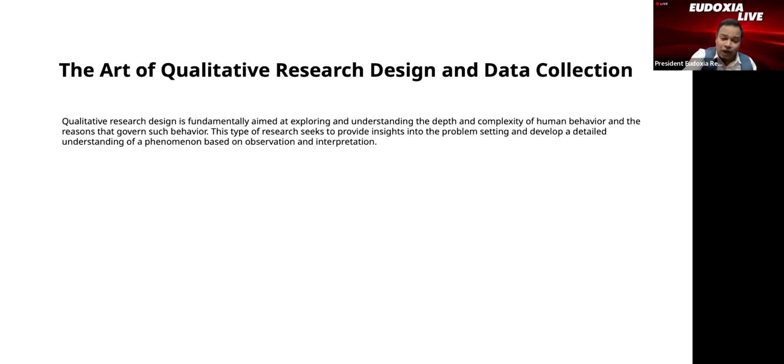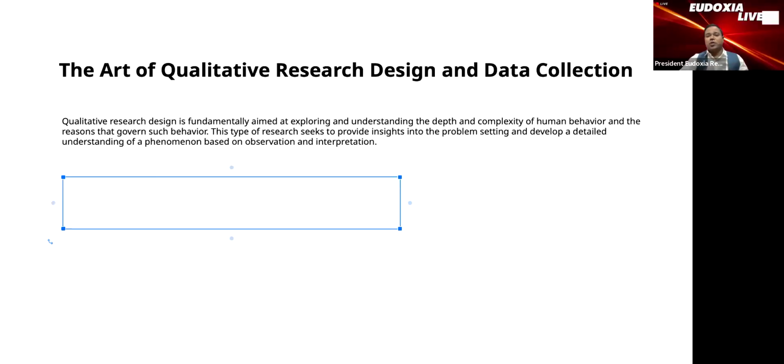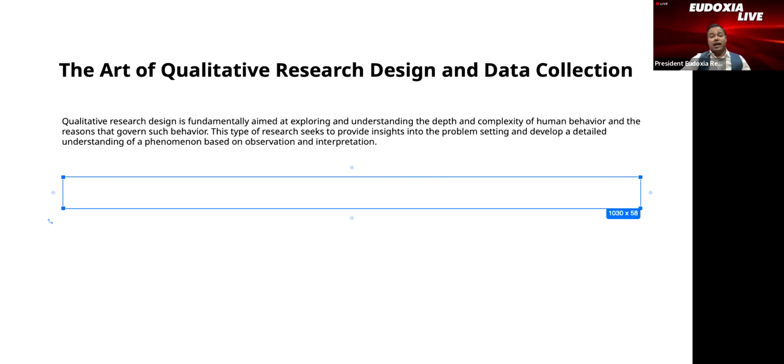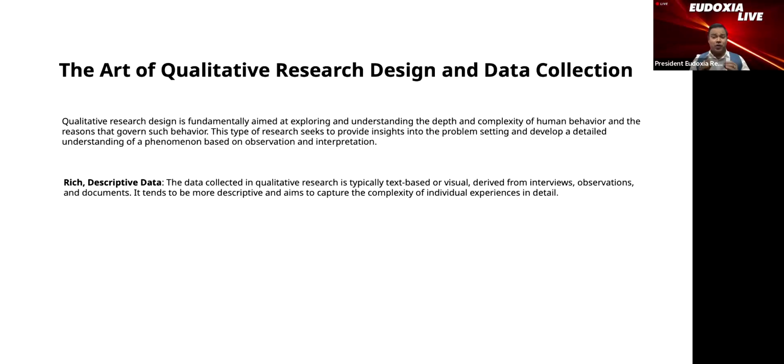Then in qualitative research design, you have to understand that rich and descriptive data are very important. Here, data are descriptive, and for analysis we use software. If you want to analyze your qualitative data, you can use NVivo 12 or 14, MaxQDA, or Atlas.ti. These are the software useful for qualitative research design. Now, what does rich and descriptive data mean? It is text-based. It is not numbers.